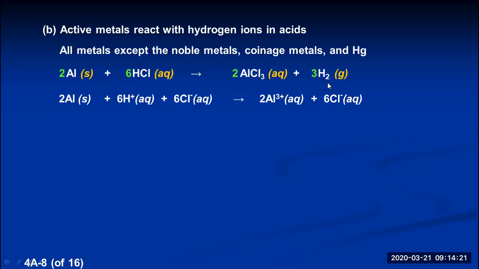This is elemental hydrogen gas. Hydrogen gas exists as hydrogen atoms that happen to bond together in diatomic form. So you write them as 3H2. They do not separate into ions. This would be your ionic equation.